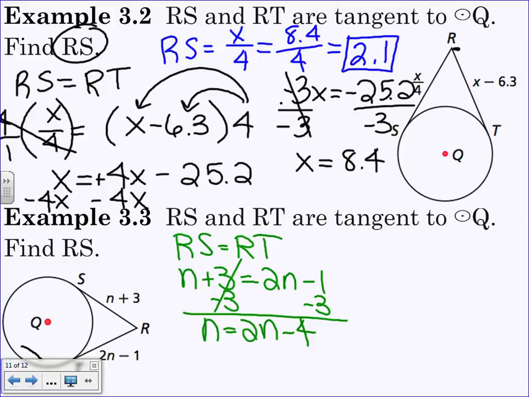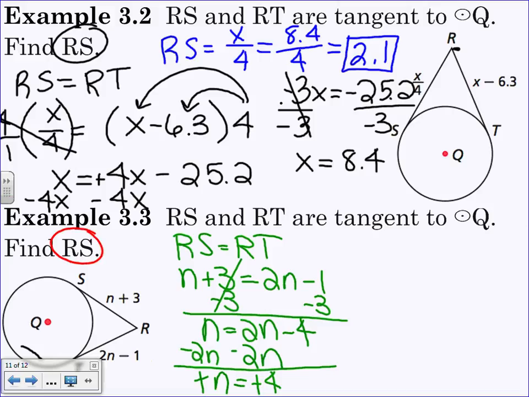Abby, what do I want to do next? Subtract 2n from both sides. So we get negative n equals negative 4. Well, I don't want n to be negative, so what can I divide both sides by to change the sign? Negative 1. Like I said, that'll just change the sign on both sides. So we get n equals 4.